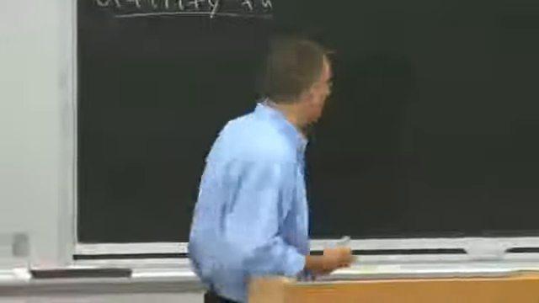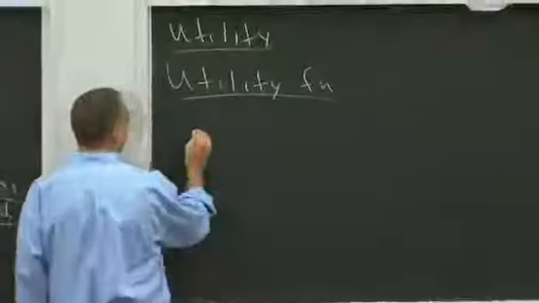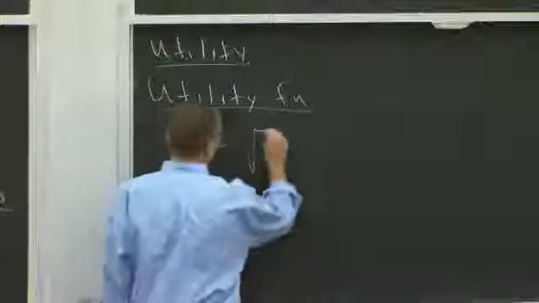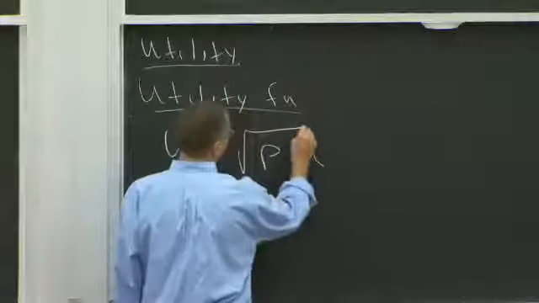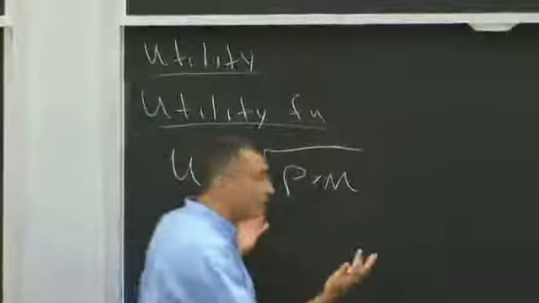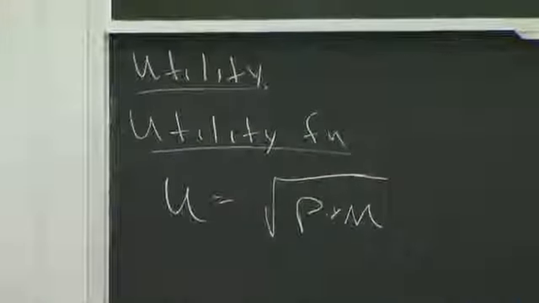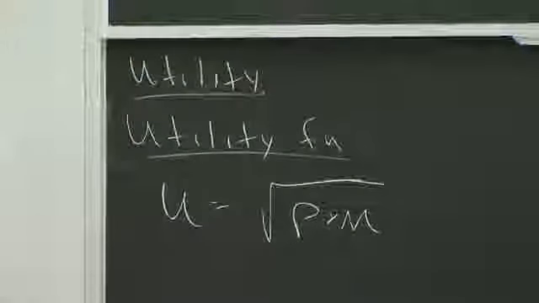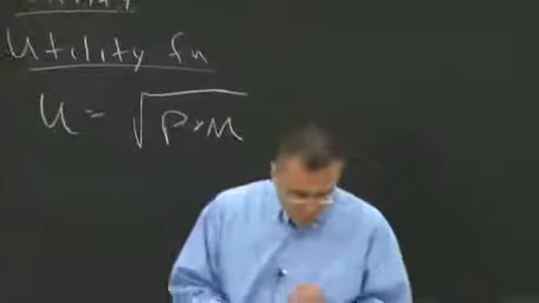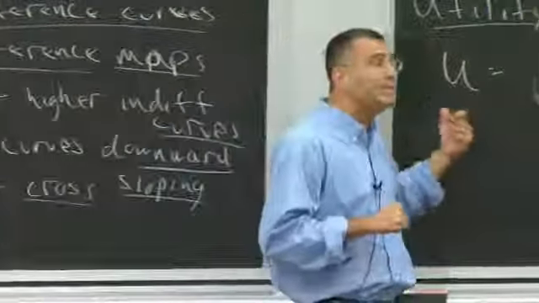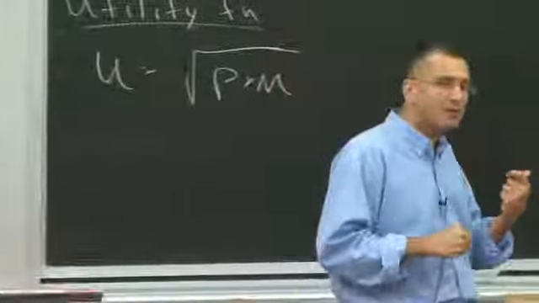So for example, suppose that I said that your utility function over pizza and movies was the square root of pizza times movies. That's your utility function. I say, what the hell does that mean? Well, it doesn't mean anything. It's a utility function. It's your preferences. It's a mathematical representation of your preferences. Okay, what does that mean? What it means is it doesn't mean anything inherently, but it tells us about your preferences.